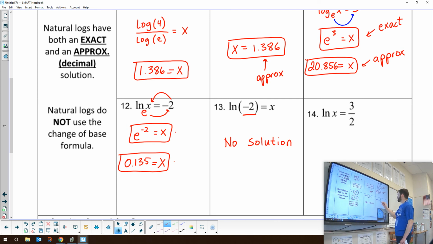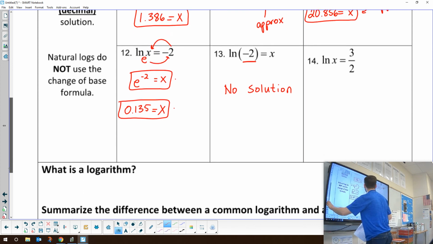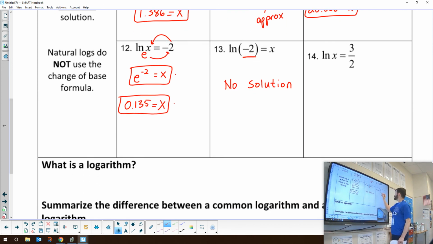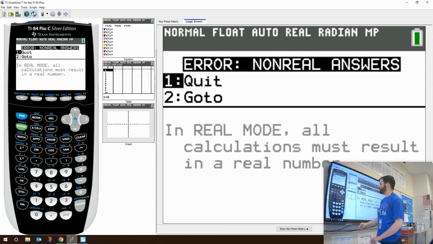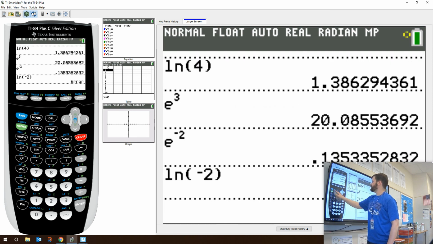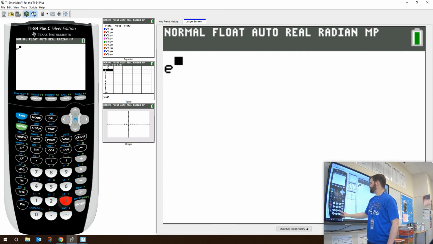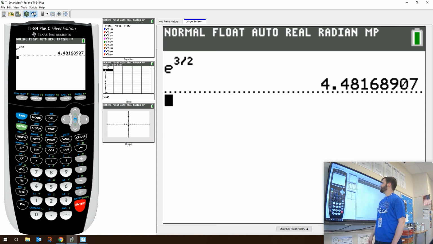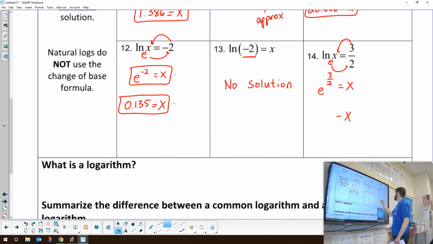And my last one, we have natural log of x equals 3 over 2. So what we're going to do here is, again, remember that this is a base of e, so we're going to go e to 3 over 2 equals x. And so we can just plug that in. We're going to go second, e to the 3 divided by 2. And there you go. 4.482 is going to be our answer here. x equals 4.482.